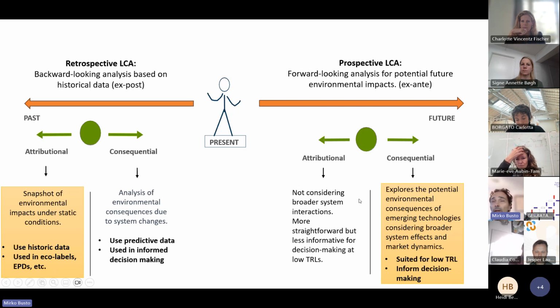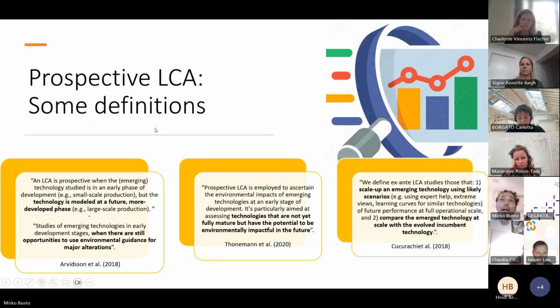In these two differences, normally, what happens is that when you work in a prospective life cycle assessment, you start in an attributional one because it's easier, and you build sort of a reference, and then you can proceed with a consequential one. So next slide. I wanted to focus, as I told you earlier, on what is a prospective life cycle assessment.